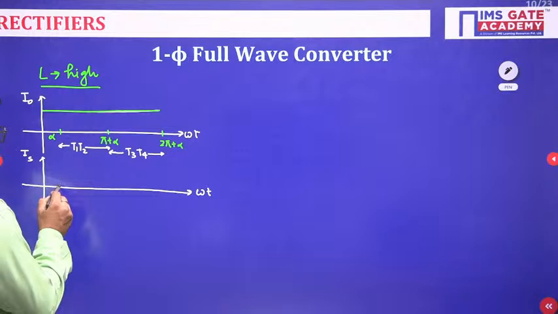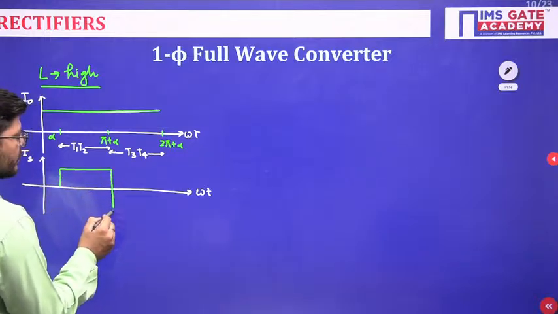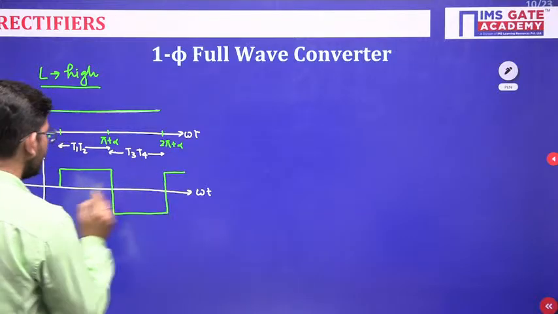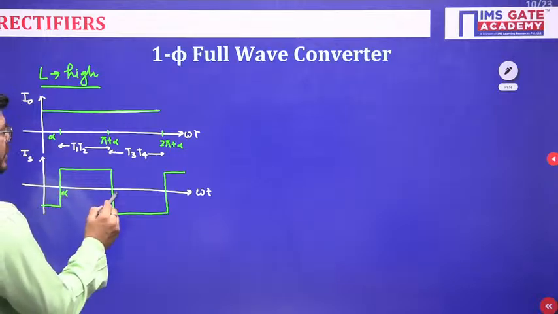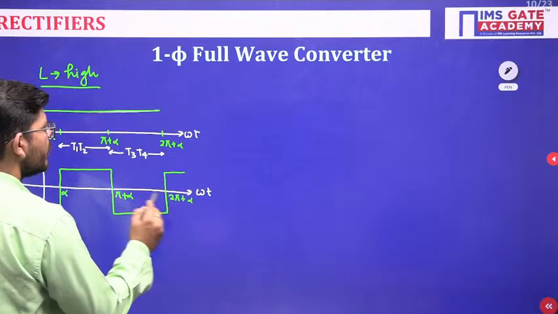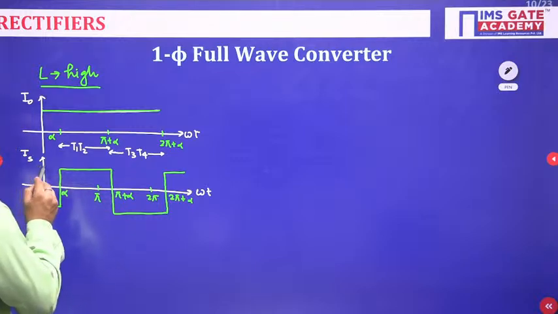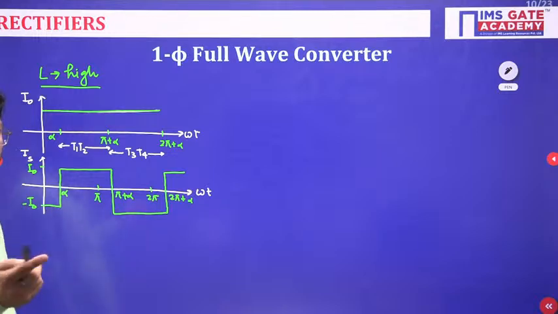Now how will the source current be? Like this, just see. This will be the shape of your source current. This is alpha, this is pi plus alpha, and this is 2 pi plus alpha. Here you will have 2 pi and here you will have pi. Magnitudes will be I naught and minus I naught. So this is the source current.